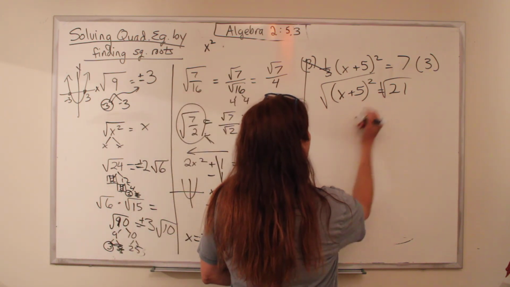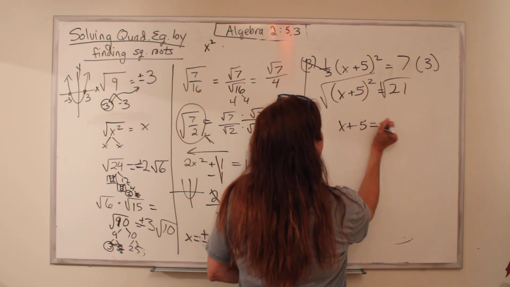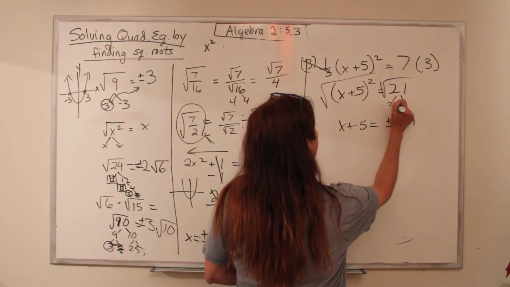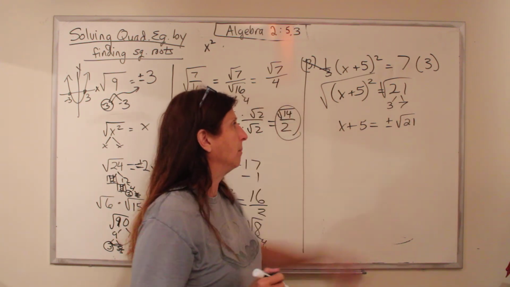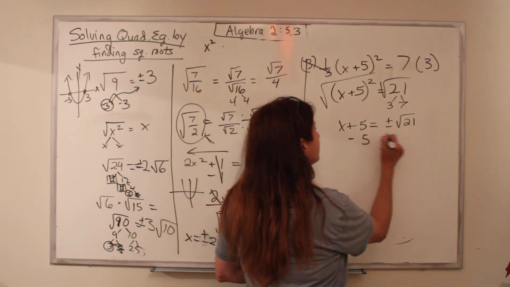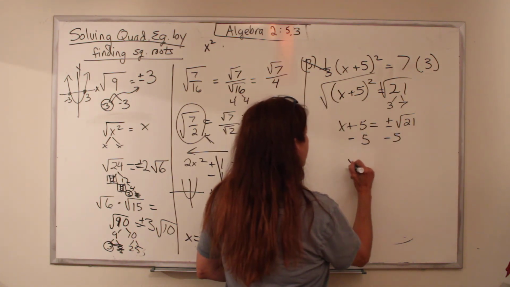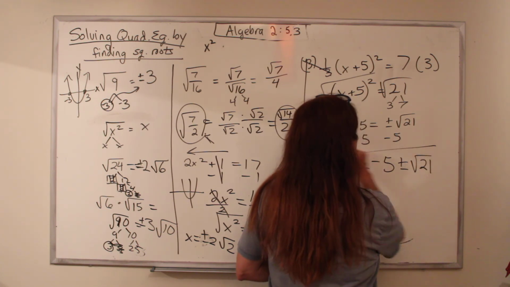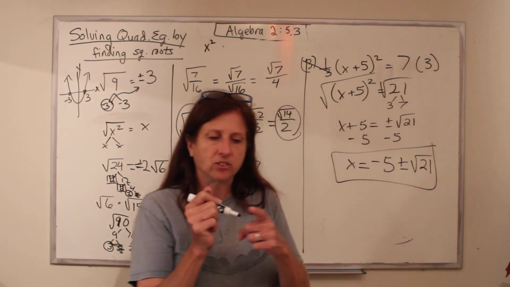All right, so now that frees this to x plus 5 equals plus or minus the square root of 21. 21 is 3 times 7, they're both prime, it's there. Why is x not alone? It's got a plus 5, what's the opposite? Minus 5. What I do to one side, I do to the other. So the answer is negative 5 plus or minus the square root of 21. It's weird looking, but that's the answer.